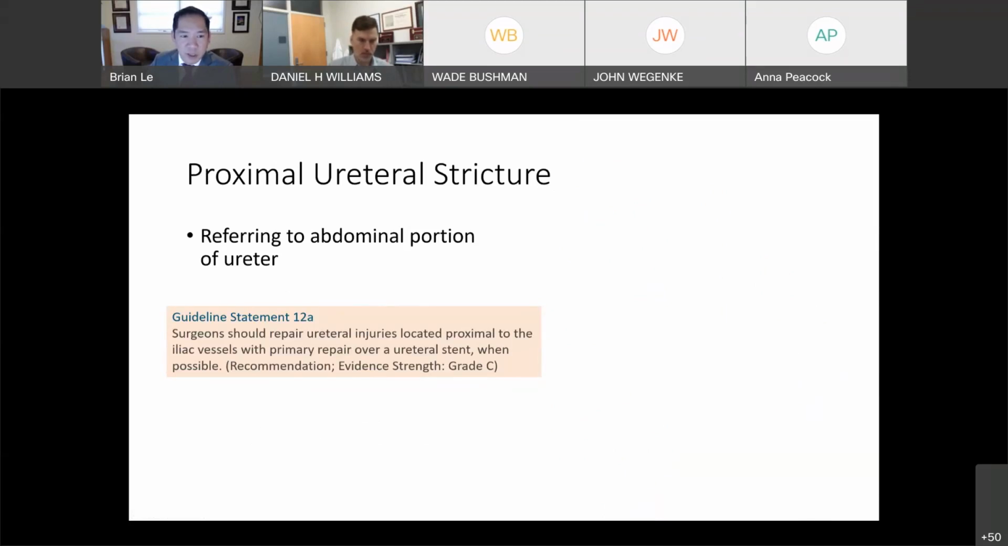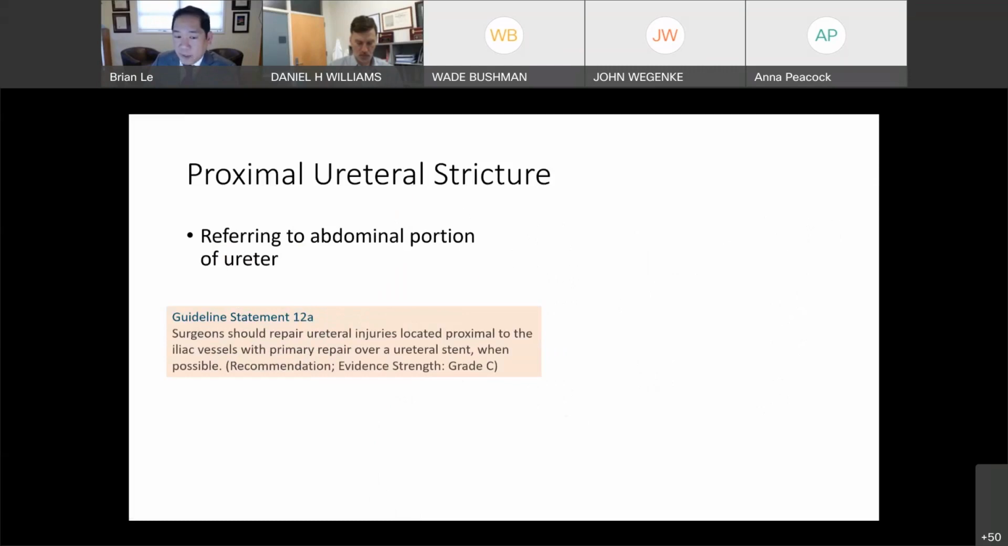What about proximal ureteral strictures? So proximal ureteral strictures can be either above the pelvic brim or above the iliac vessels, but they recommend primary repair of ureteral stent when possible. So that can include all sorts of different options. So when possible does give you an out.